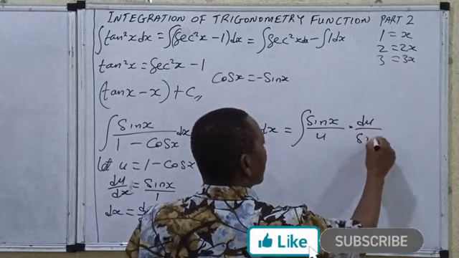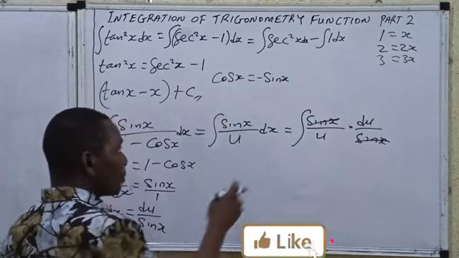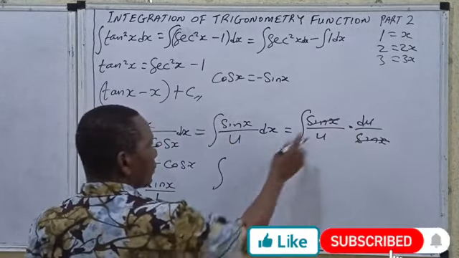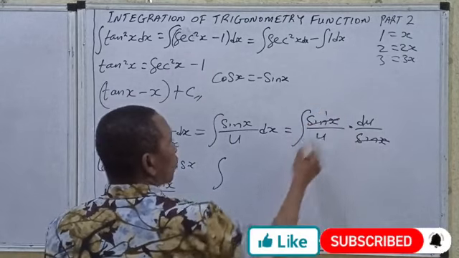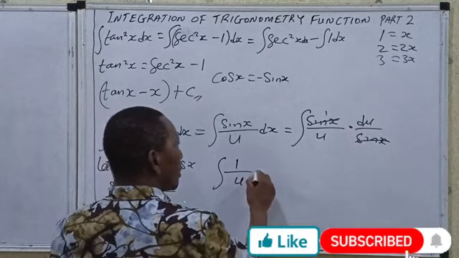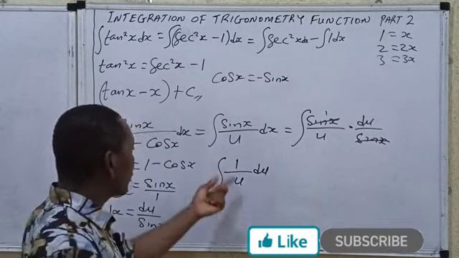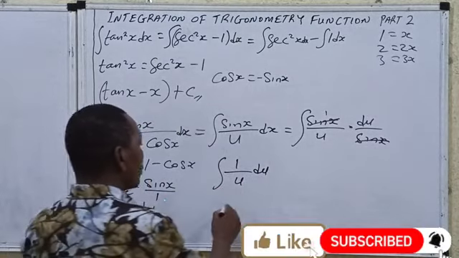Sine x will definitely cancel out this. And once you cancel it out, what do you have? Here automatically becomes 1. Now I have 1 all over u du. You know, as usual, if you integrate this, what will it give you?